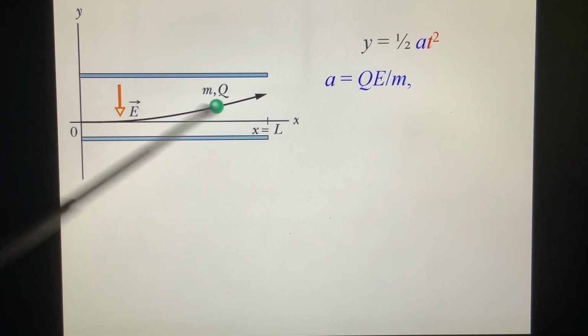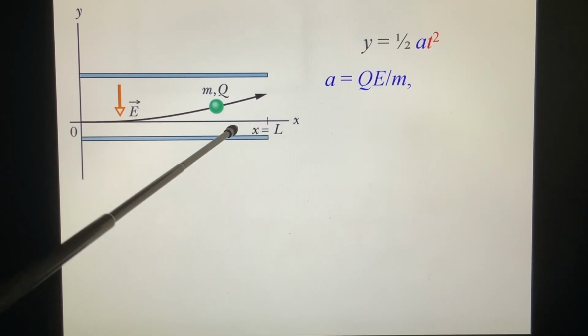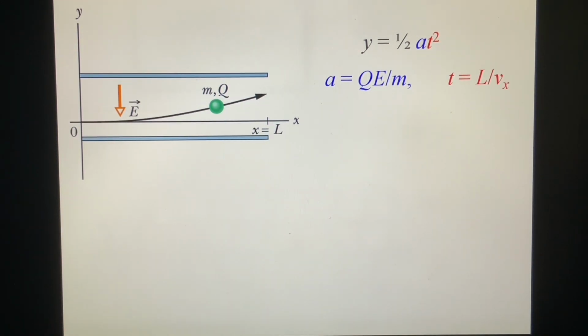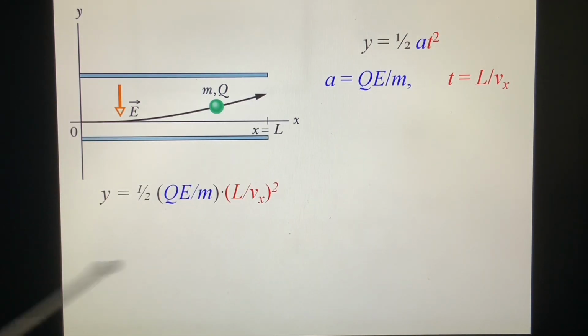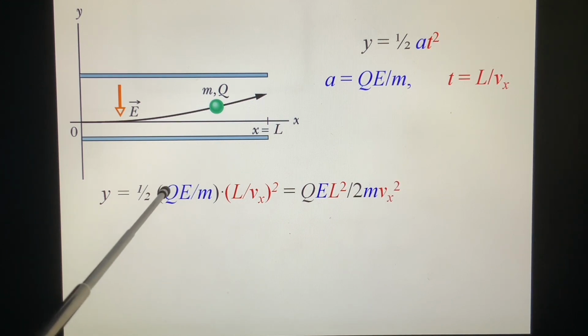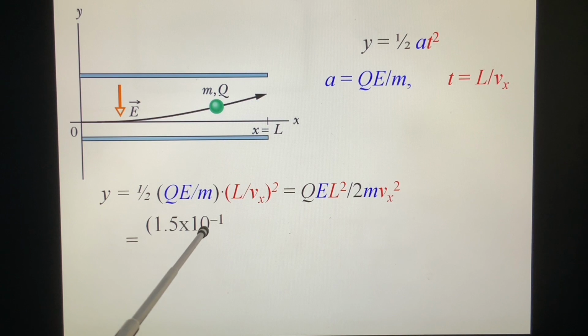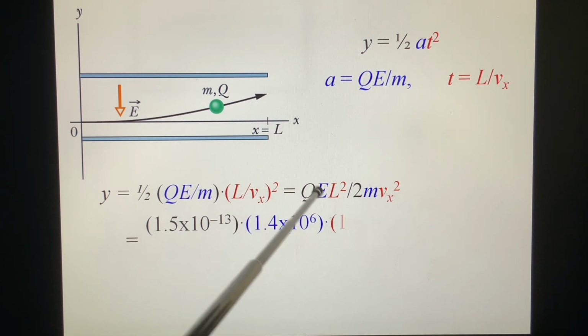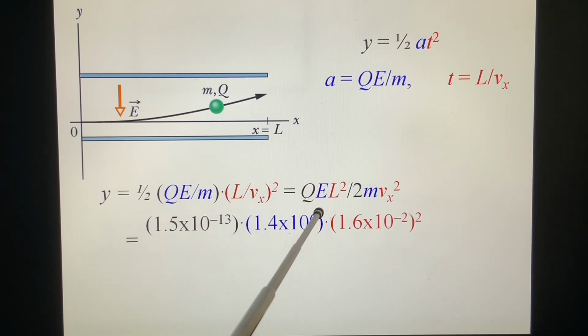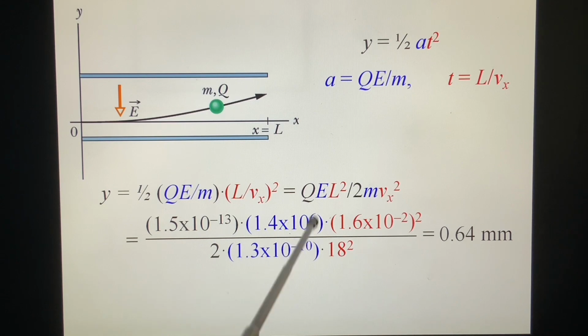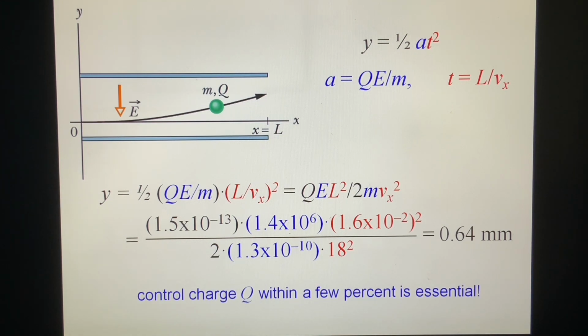The t is the time from here to here. The velocity is vx, 18 meters per second. The length is L, so t equals L over vx. We put this inside and we get y. This is a, this is t, and we put everything in. Q is given as 1.5 times 10 to the power of negative 13. E is 1.4 times 10 to the power of 6. L is 1.6 times 10 to the power of negative 2, squared, over 2. m is 1.3 times 10 to the power of negative 10. And v is 18 squared. We get 0.64, which is a very small number. So we have to be very careful. Controlling the charge q within a few percent is essential.